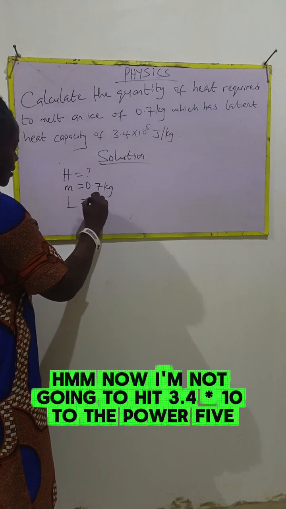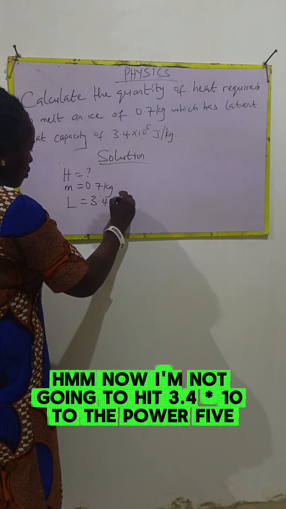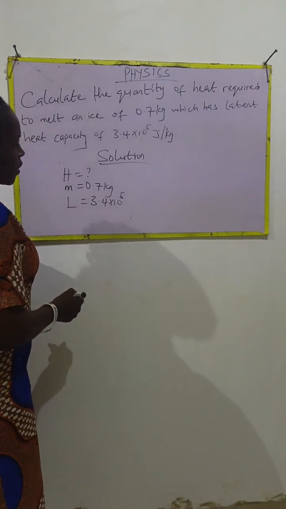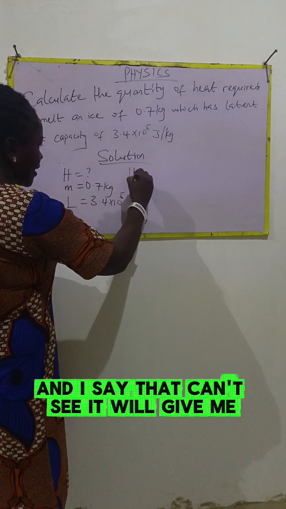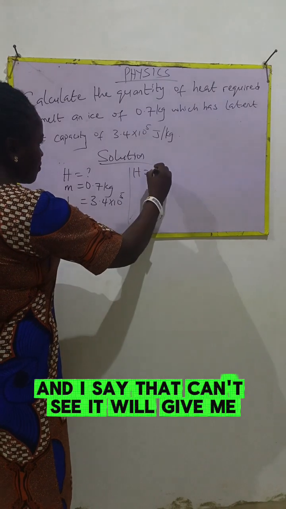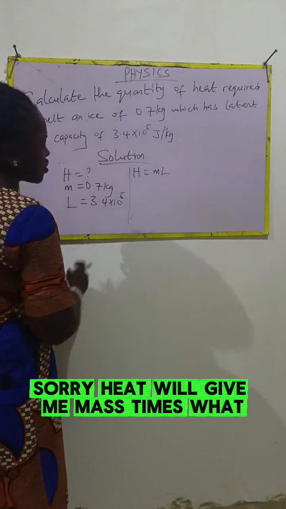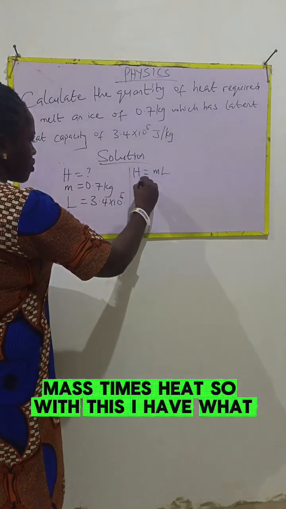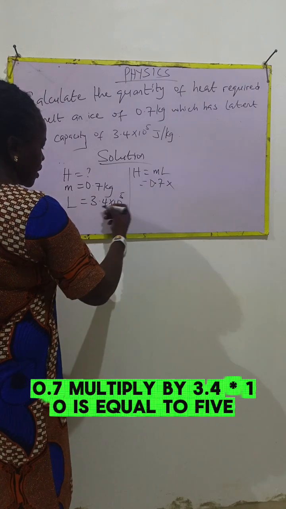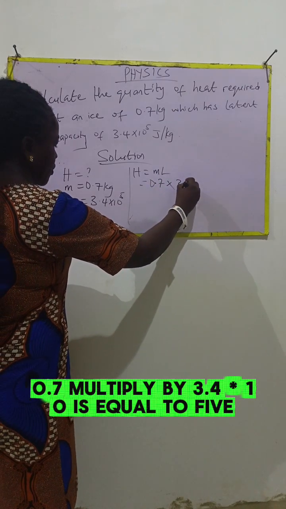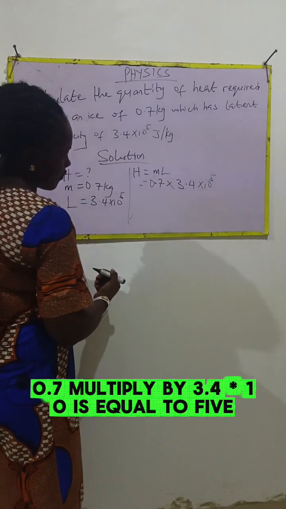Now latent heat, 3.4 times 10 raised to power 5. Good. So what would I do? I say heat will give me mass times what? Latent heat. So with this I have what? 0.7 multiplied by 3.4 times 10 raised to power 5.